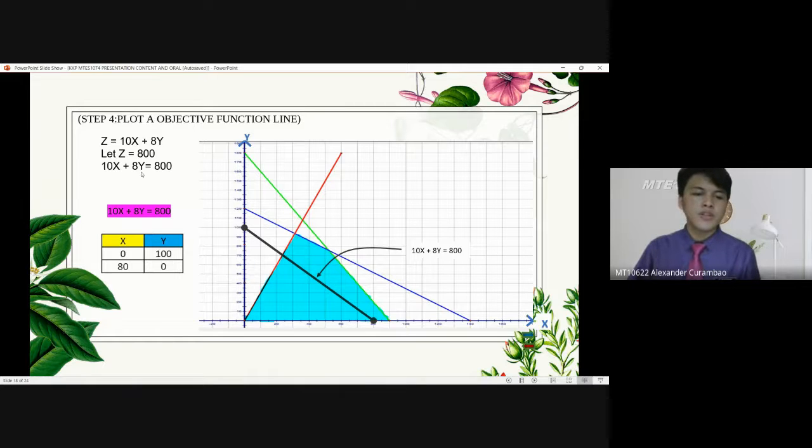So similar to the constraint, we need to use a table so that we can determine the two coordinates, so that we can connect both coordinates, the points. So if we substitute 0 for x, the y will be 100.